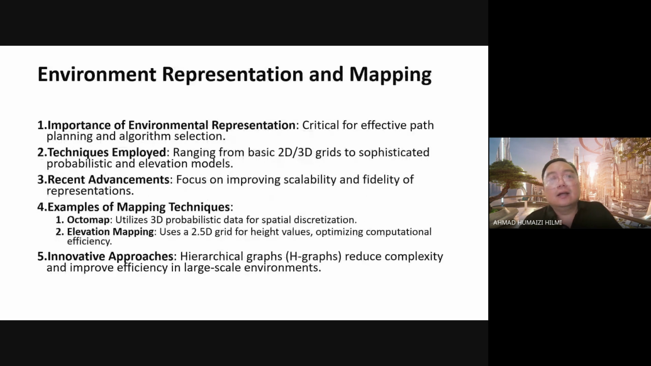Environmental representation and mapping is critical for effective path planning and algorithm selection. Techniques employed range from basic 2D and 3D grids to sophisticated probabilistic and elevation models. Examples of mapping techniques: one uses 3D probabilistic data for spatial discretization. Elevation mapping uses a 2.5D grid for height values, and an innovative approach, the hierarchical graph, H-graph, reduces complexity and improves efficiency.